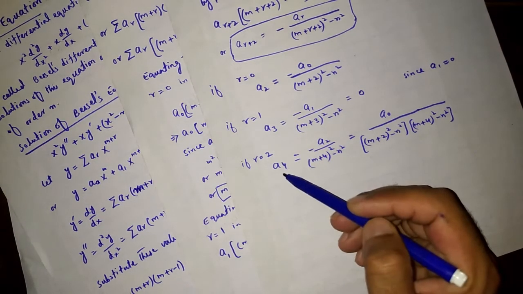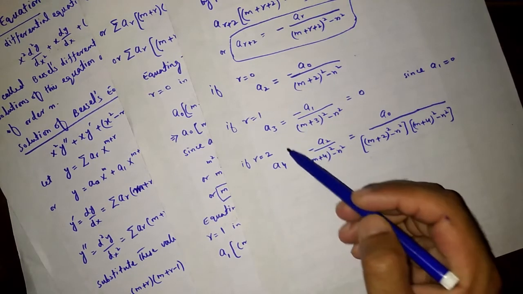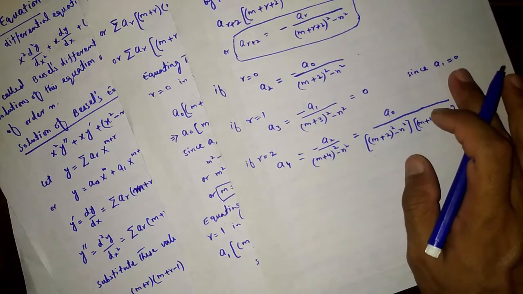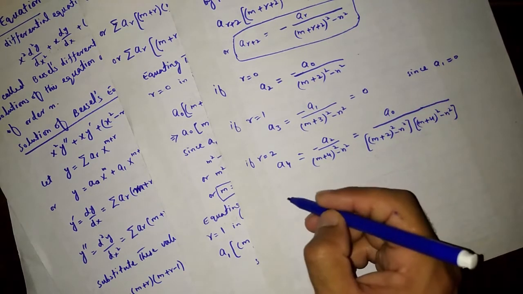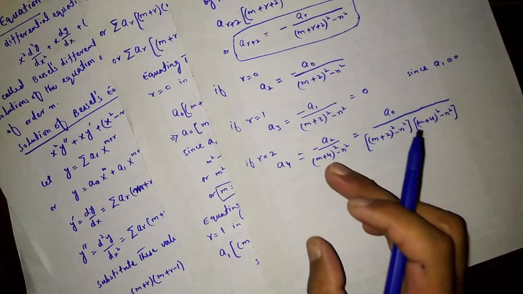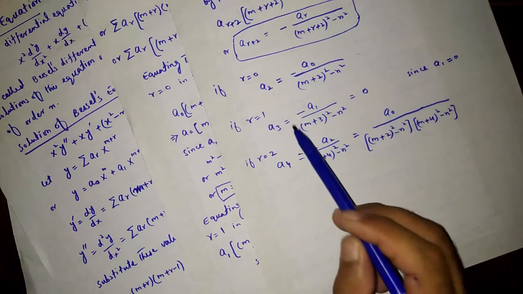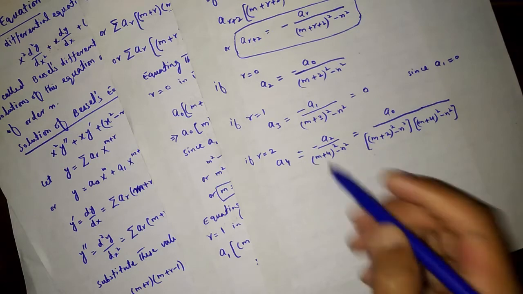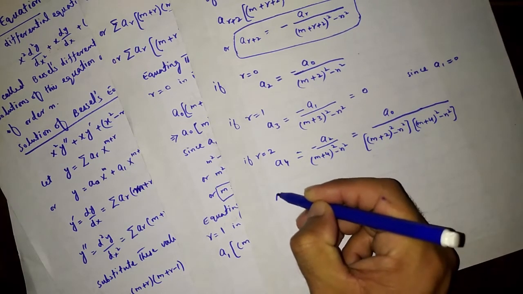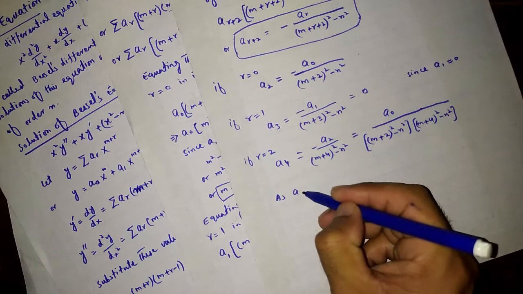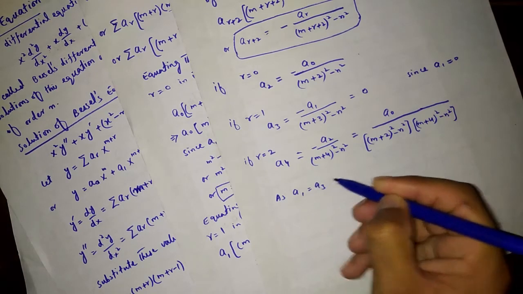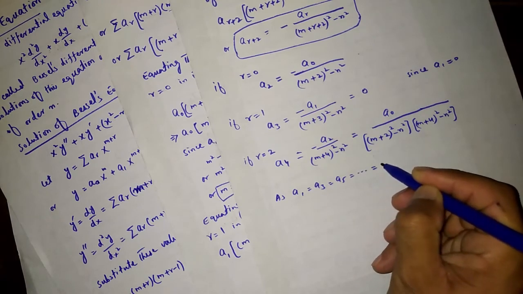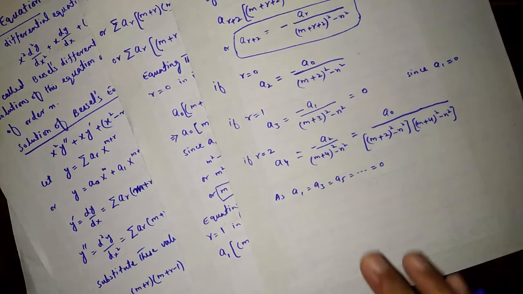By this formula we can find all the successive coefficients, but remember that all the odd coefficients, which are a1, a3, a5 and so on, are going to be 0 because a1 is equal to 0. We are only getting the even coefficients, which are a2, a4, a6 and so on, as a1, a3, a5 and so on are all 0. Clear?